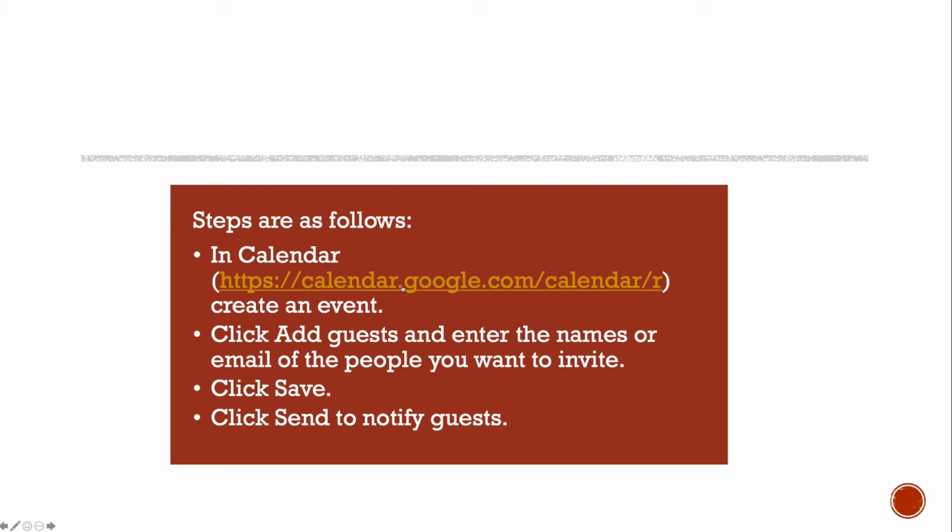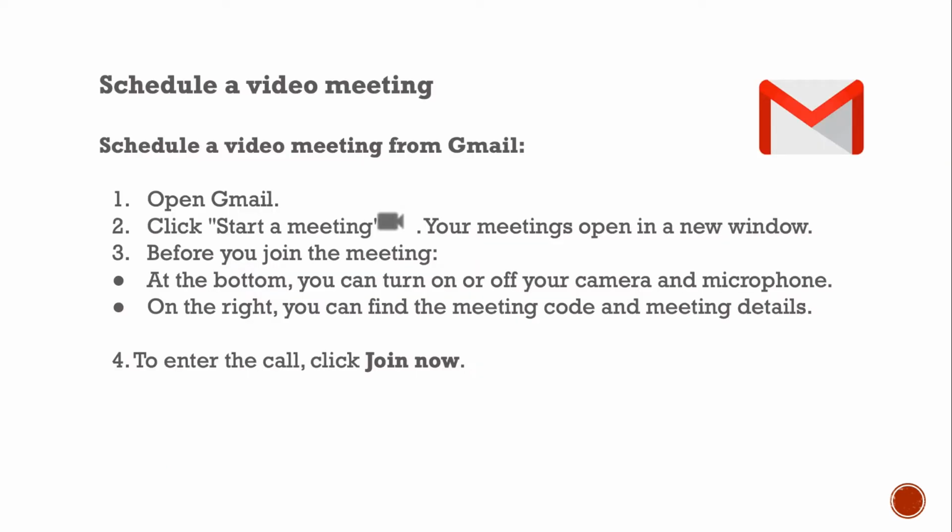Just like we went straight to the meet, you can go straight to the calendar by clicking on calendar and then add guests, and that will automatically notify them, as we saw. You can also do it from Gmail, like we saw.